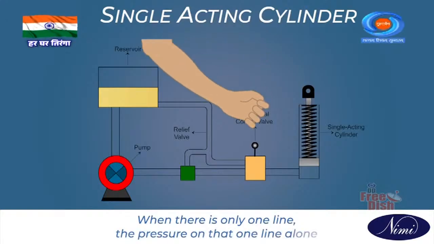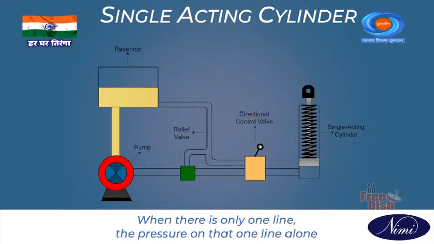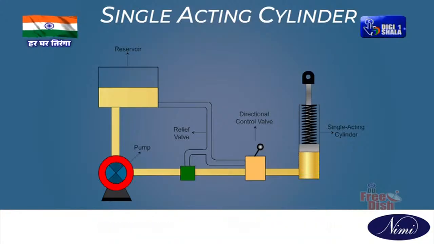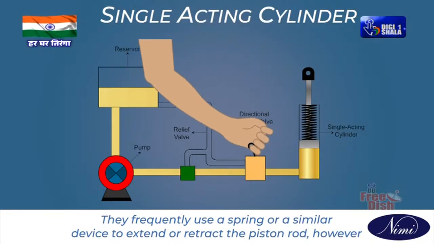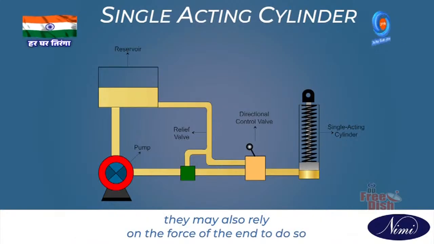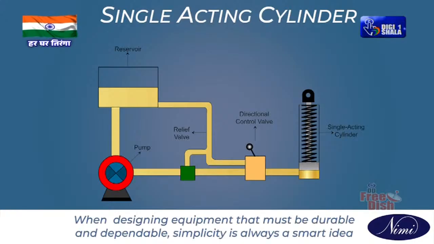When there is only one line, the pressure on that one line alone determines how the cylinder will function. They frequently use a spring or a similar device to extend or retract the piston rod. However, they may also rely on the force of gravity to do so. When designing equipment that must be durable and dependable, simplicity is always a smart idea.